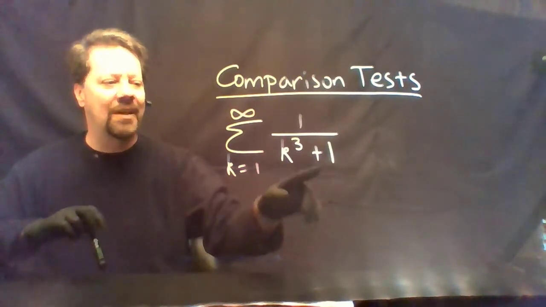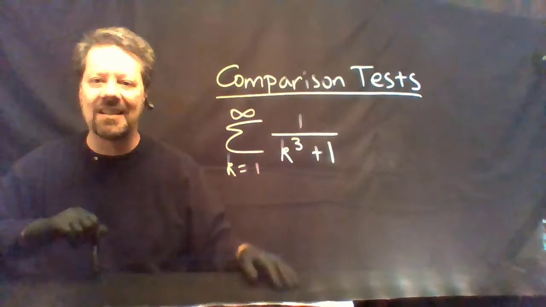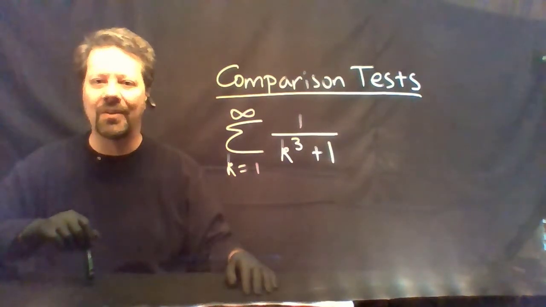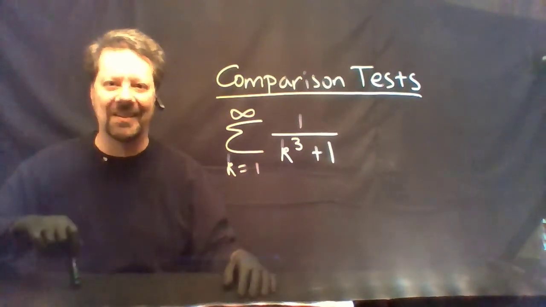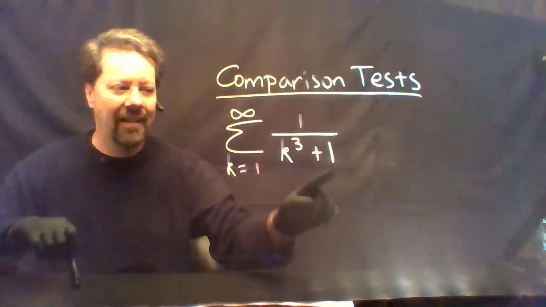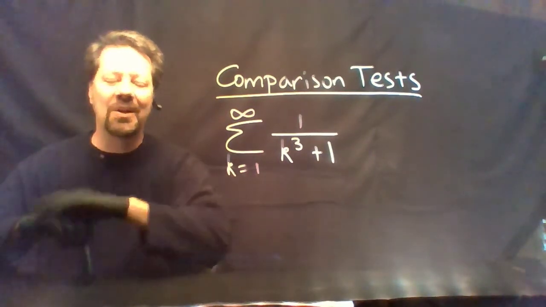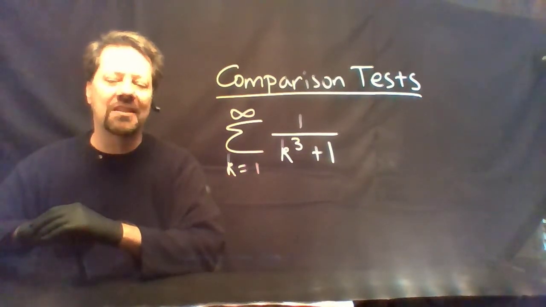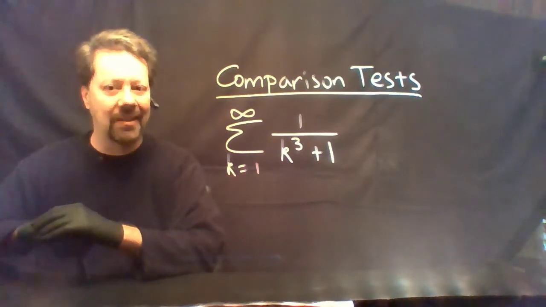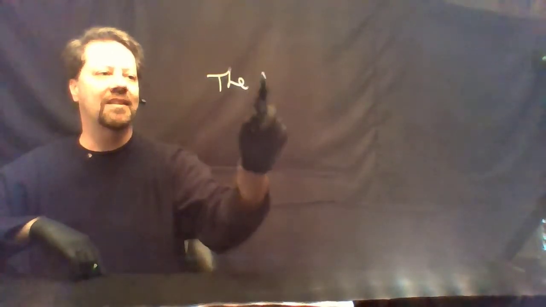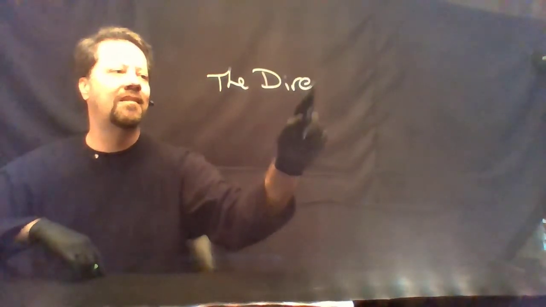You can see that when k gets big, the plus 1 doesn't make any difference. It's as though you could ignore it. You would like to ignore it. You need to ignore it. There has to be a theorem that allows you to ignore that plus 1. And we are going to have two theorems that will allow you to do that. The first one is called the direct comparison test, and the second one the limit comparison test. We'll begin with the direct comparison test.